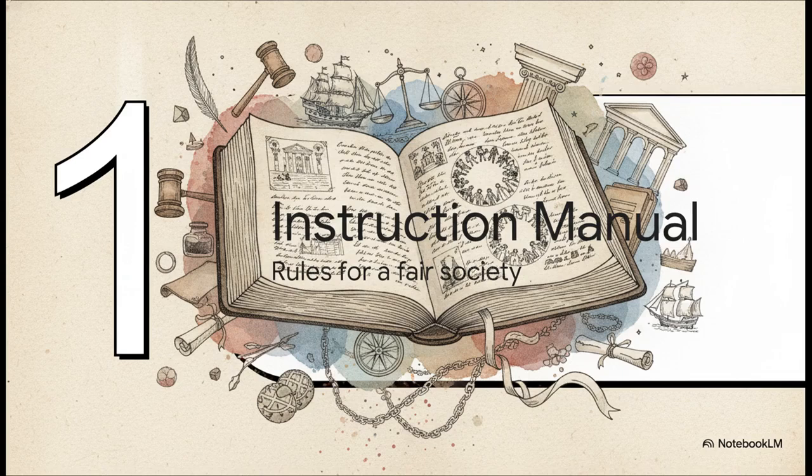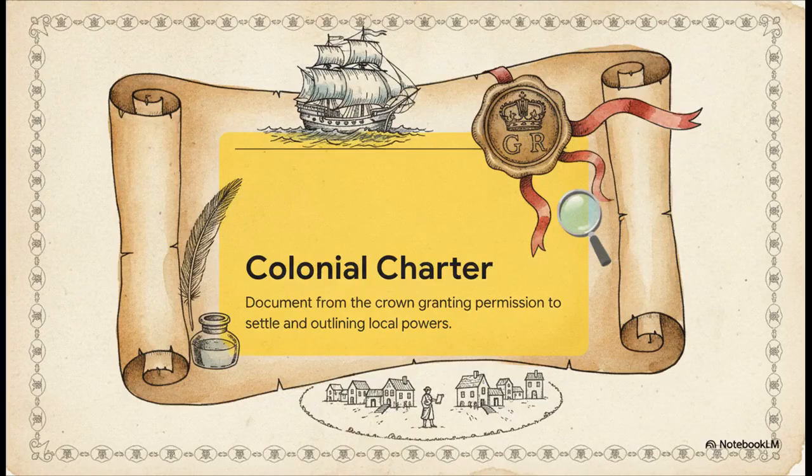So let's jump into Section 1, the Ultimate Instruction Manual. To prevent that kind of referee chaos, the colonists needed concrete rules. Enter the Colonial Charter. Now, this was an official document straight from the English crown. Yes, it granted permission to settle, but far more importantly, it outlined very specific local powers. The colonists absolutely did not view these as just simple permission slips. No way. They treated them as literal legal shields and step-by-step instruction manuals for building a community where the rules of the game couldn't just be changed on a whim.